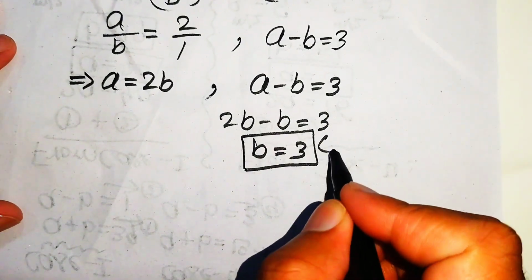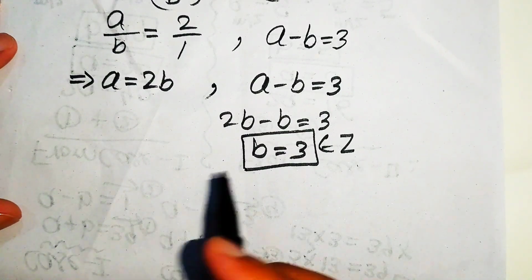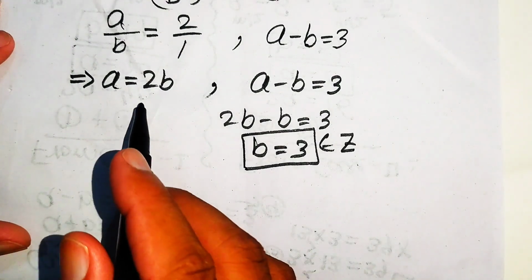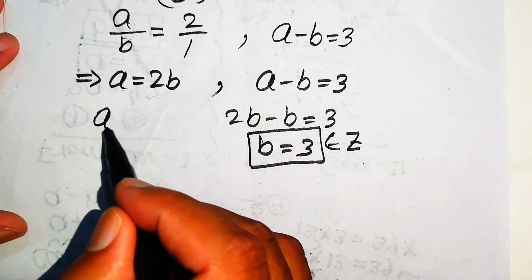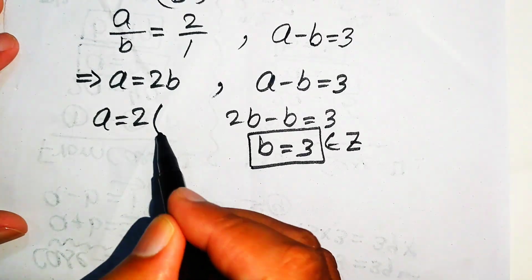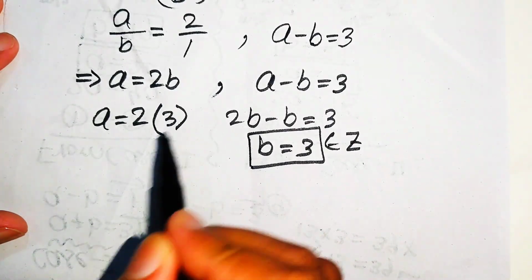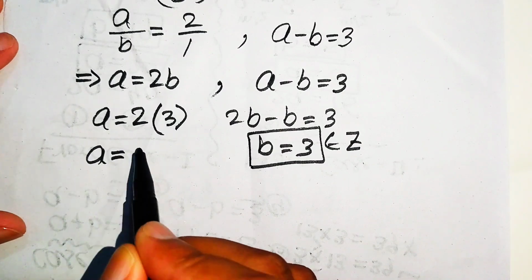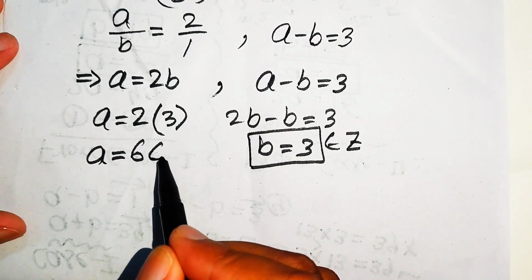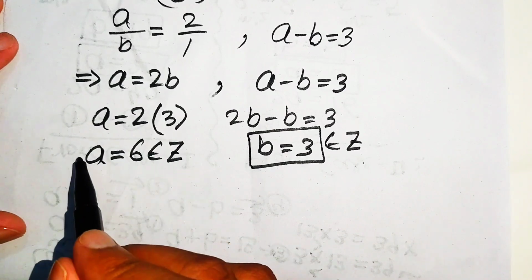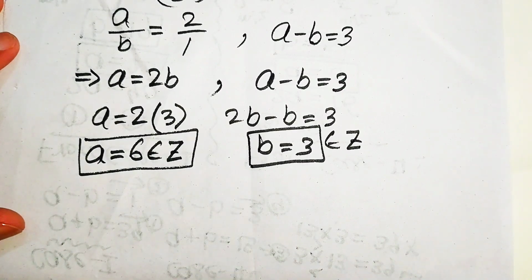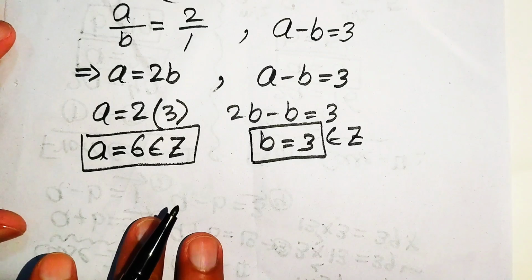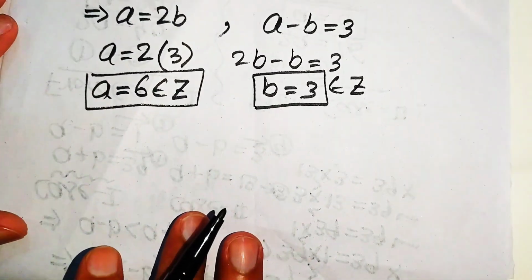Here you can see that this belongs to Z, and now we substitute this value of b here, and we easily get the value of a. So you have a equals 2 times b, and our b is 3. So you get the value of a equals 6. Here our 6 also belongs to Z. So you see that both a and b are integer values. So this is our final solution of this question.